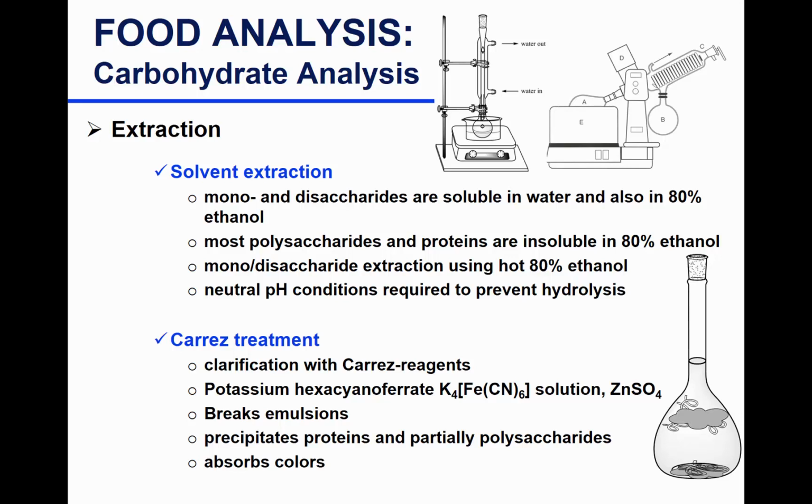So after a certain period of time, you take your sample, and now what you have is your mono and disaccharides are soluble in the ethanol, and polysaccharides and proteins are insoluble, so they precipitate. You either let them sediment, or you can have a centrifugation step to get that 80% ethanol separated from your polysaccharides and proteins, and it contains your mono and disaccharides.